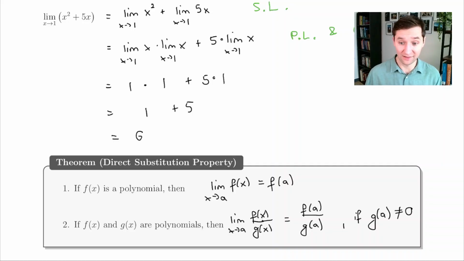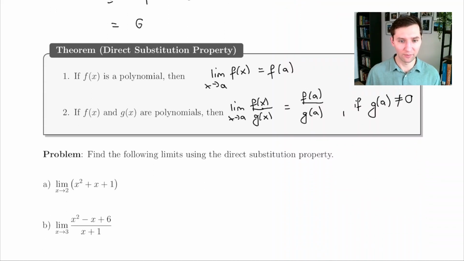If g of a is 0, then you would be dividing by 0 and you're not allowed to use the direct substitution property. But if g of a is not 0, then you can use this property for any polynomial divided by a polynomial. Let's see if we can apply this property to a few examples. In the problem below, I'm asking you to compute the limits using the direct substitution property.